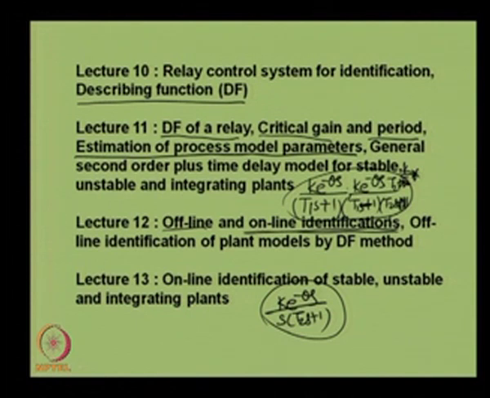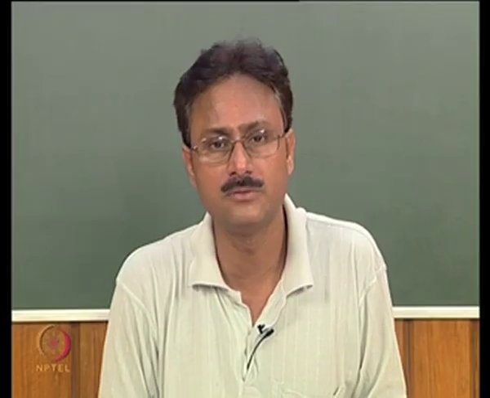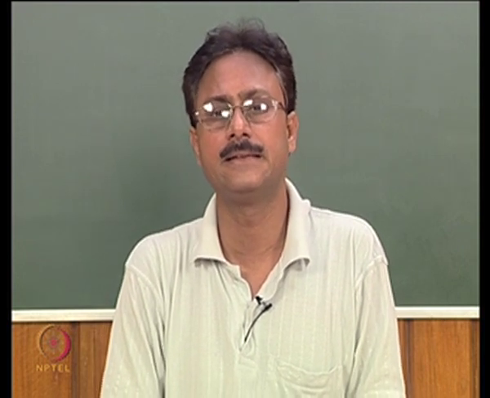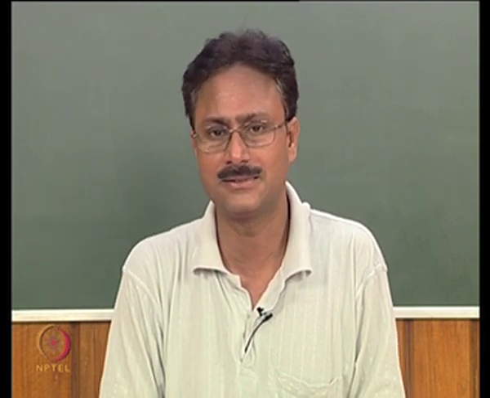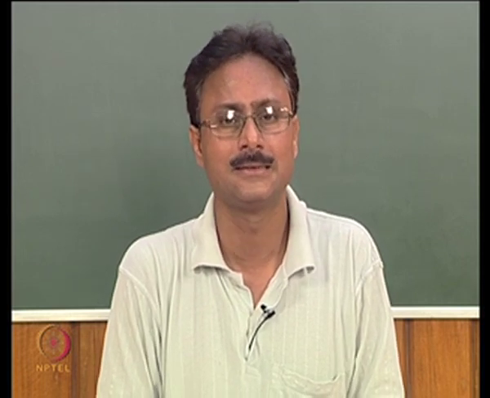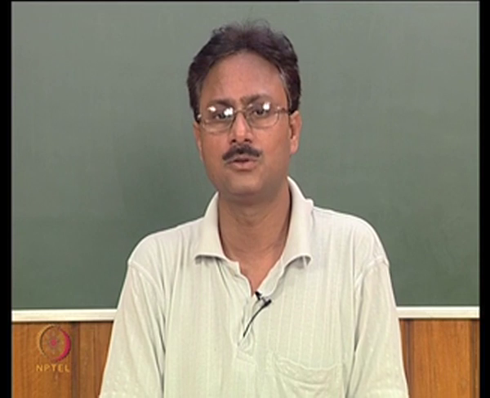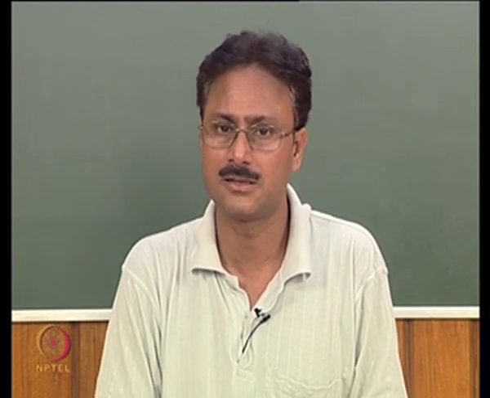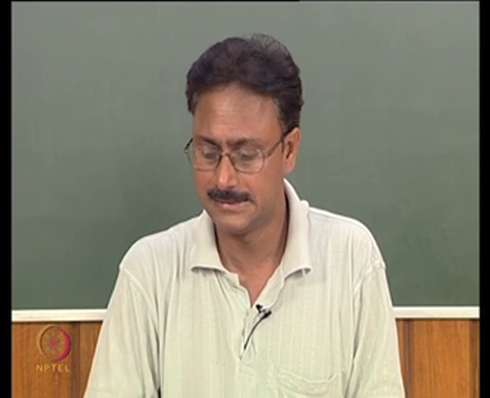Now, again using the describing function method, we shall try to identify the parameters of a model based on the offline identification scheme. Lecture 13 will be on online identification of stable, unstable and integrating plants, where the controller will always be in action along with the relay at the time of identification, and once the identification process is over, the relay will be taken out of the loop, thus giving us the normal operation of the closed loop system.